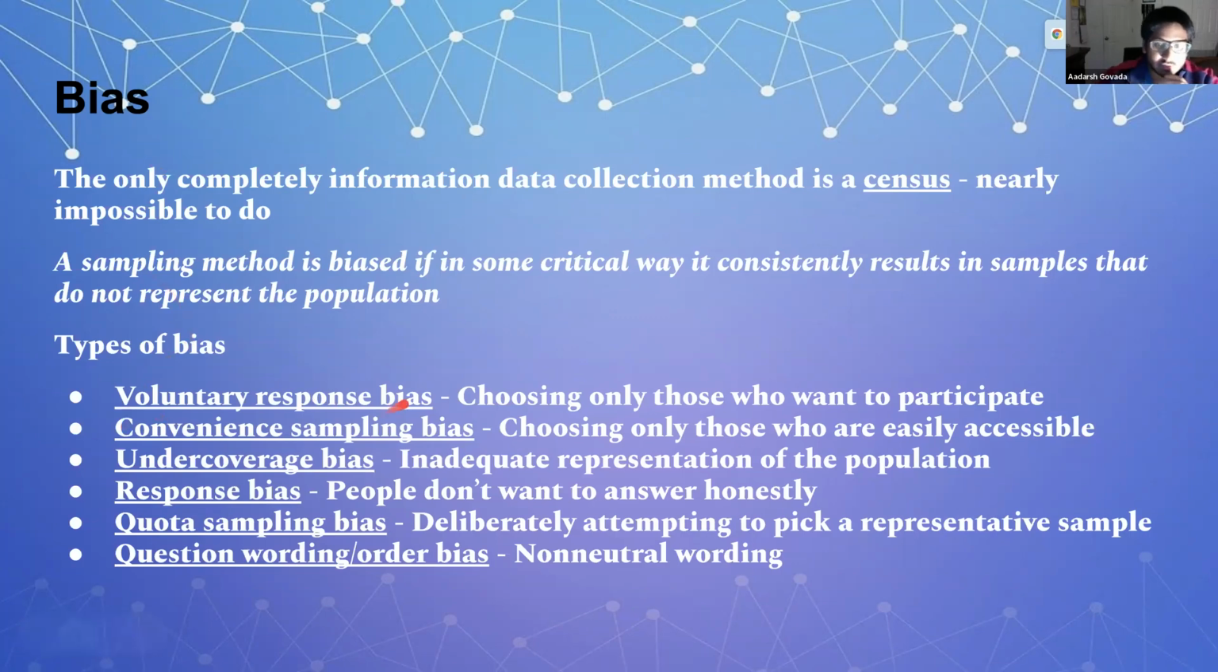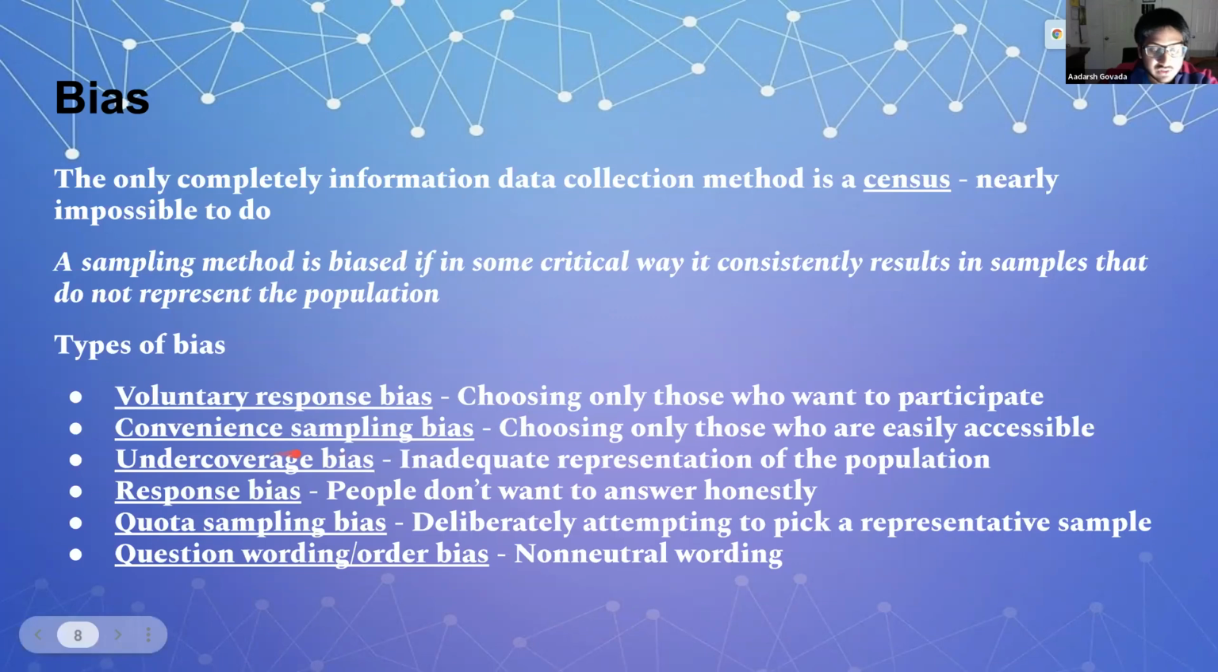There is voluntary response bias, which is choosing only the people that want to participate. For example, if you say, anyone can call in and tell me your opinion on this, that would lead to voluntary response bias because only the people that call in are going to give you their answers. And that leads to you only getting the strong opinions because people that don't really feel strongly about whatever issue you're discussing are not likely to call in.